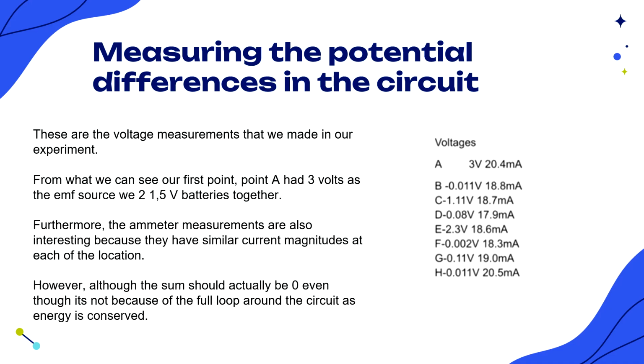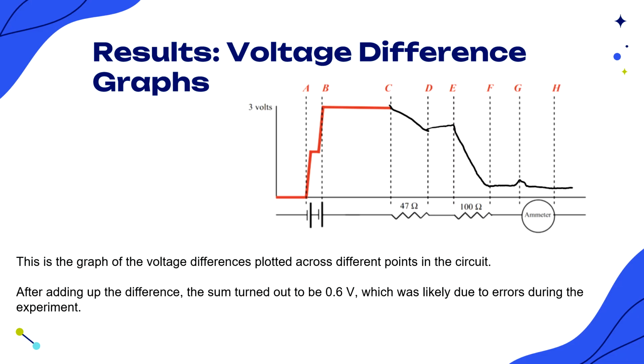Measuring the potential differences in the circuit. These are the voltage measurements that we received in our experiment. From what we can see, our first point A had 3 volts as the EMF source. We had two 1.5 volt batteries together. Furthermore, the ammeter measurements are also interesting because they have similar current magnitudes at each of the locations. However, the sum should actually be 0 for the full loop around the circuit as energy is conserved. So here we can see some of our results where we have a voltage difference graph.